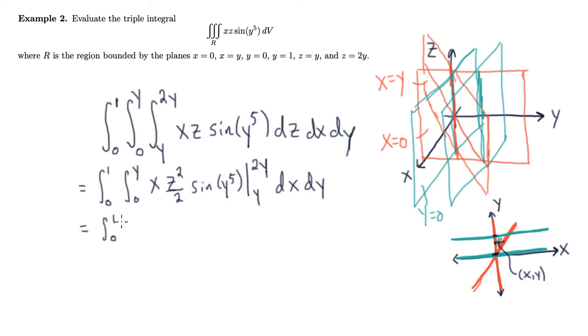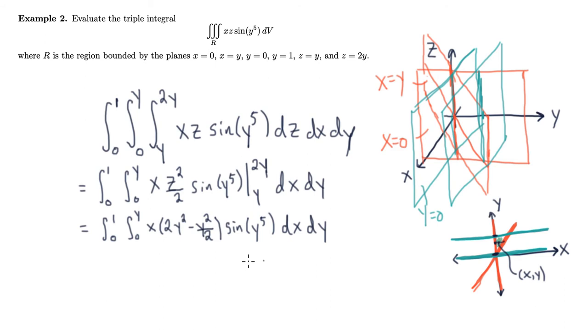And so we'll have 0 to 1, 0 to y, and then we have x times, okay, this is going to be 4y squared over 2, so 2y squared, and then minus y squared over 2. When I evaluate at y, and then we still have sine of y to the fifth. And then this will be dx dy.